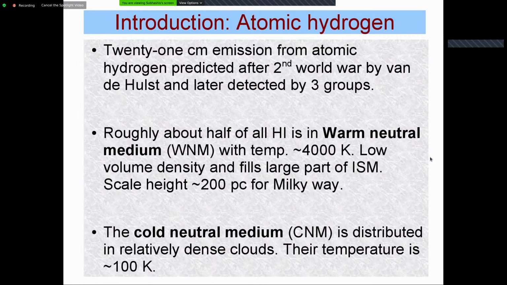the reason why we talk of H1 and we detect it so easily from our galaxy is that H1, atomic hydrogen, is a significant contributor in the overall interstellar medium of our galaxy, and half of H1 is in the warm neutral phase. And the scale height, as I said, is about 200 parsecs.